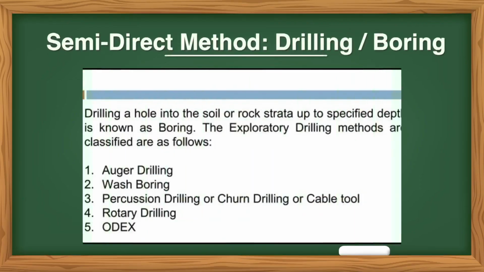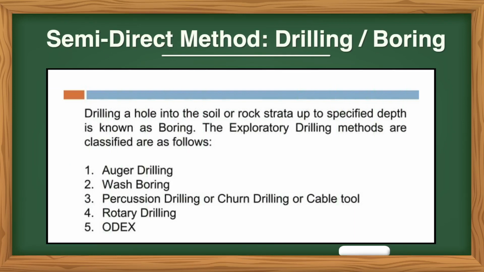In the second method, the semi-direct method, means drilling and boring, in which drilling a hole into the soil or rock strata up to a specified depth is known as boring. The exploratory drilling methods are classified as follows. First one is auger drilling, second one is wash boring, third percussive drilling or churn drilling, also called cable tools. Fourth one is rotary drilling and the last, fifth, is Odex.